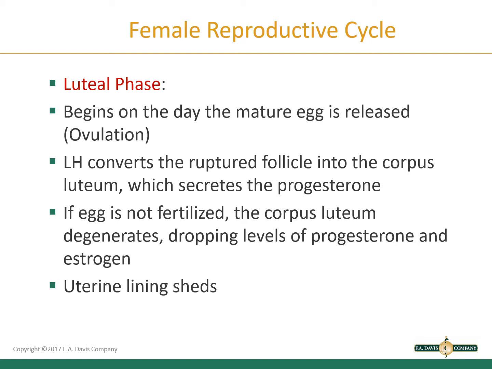The corpus luteum is actually a temporary gland structure. It secretes the hormones estrogen and progesterone, and it prepares the body for the possibility of conception. So estrogen and progesterone are those hormones that are helping to further build up the lining of the uterus. It helps form a nice bed or a home for the egg to implant itself into, and it also helps maintain that lining.